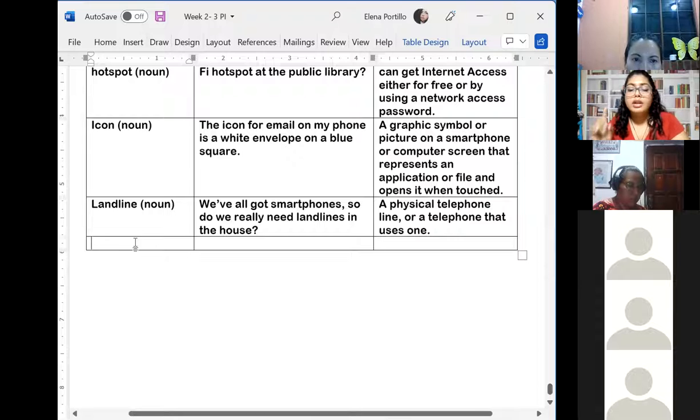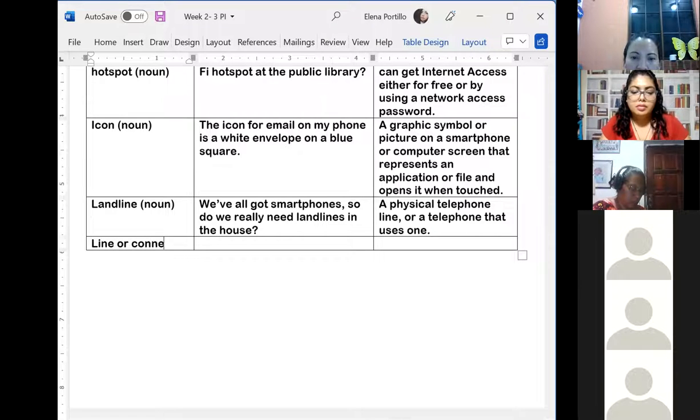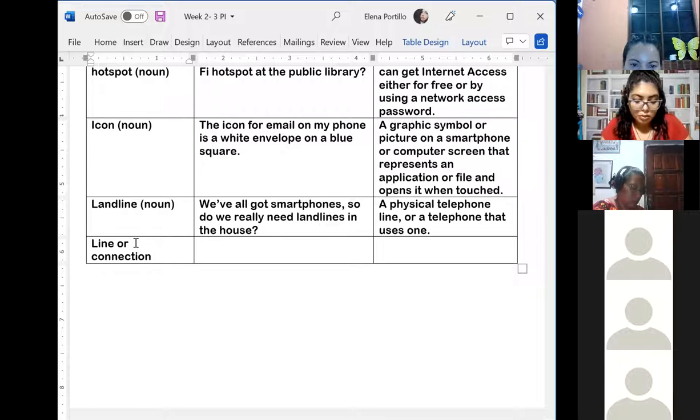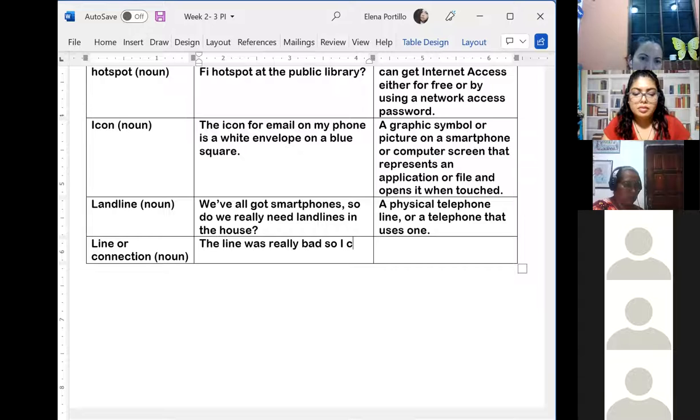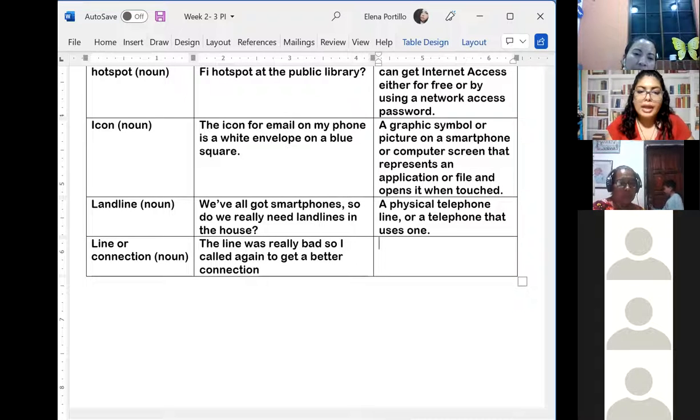Then we have line or connection. And in this case, we have here that it is a noun. And it says the line was really bad. So I call again to get a better connection. And the meaning for this one is a telephone connection used to make a voice call.